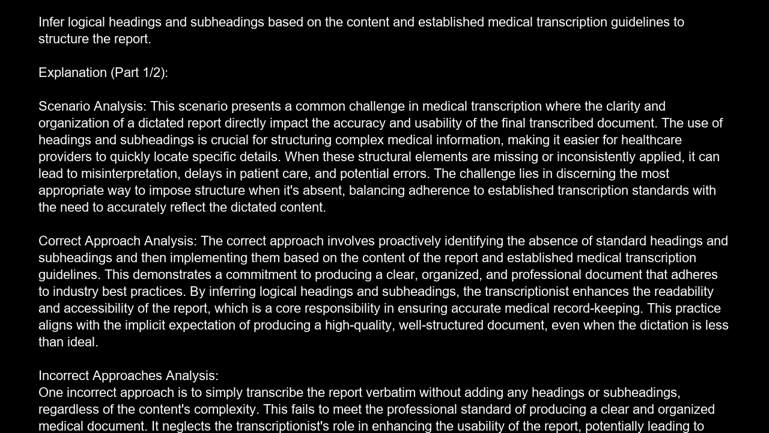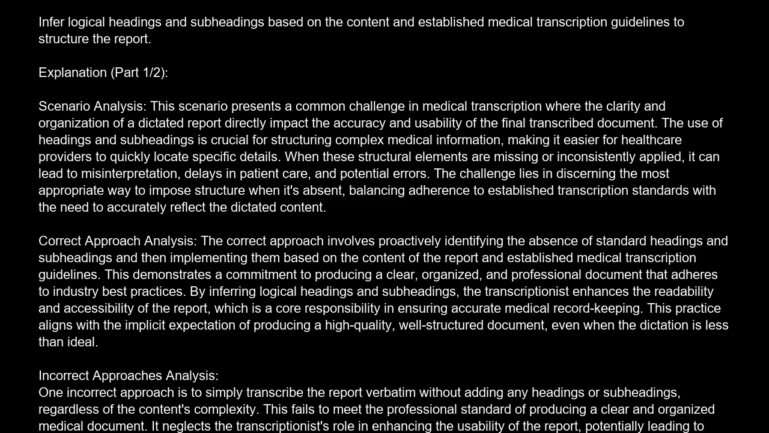The correct answer is B. Infer logical headings and subheadings based on the content and established medical transcription guidelines to structure the report. Explanation. Scenario analysis. This scenario presents a common challenge in medical transcription, where the clarity and organization of a dictated report directly impact the accuracy and usability of the final transcribed document.